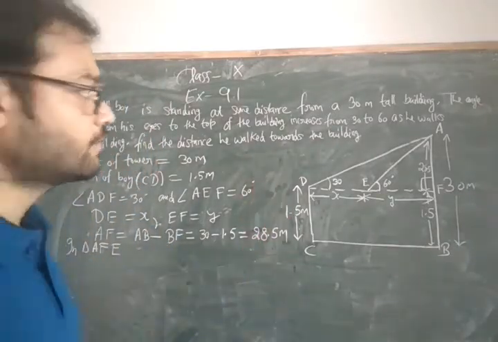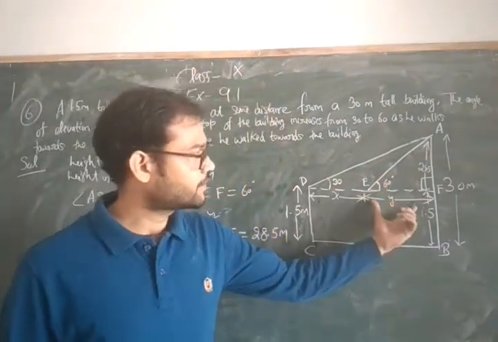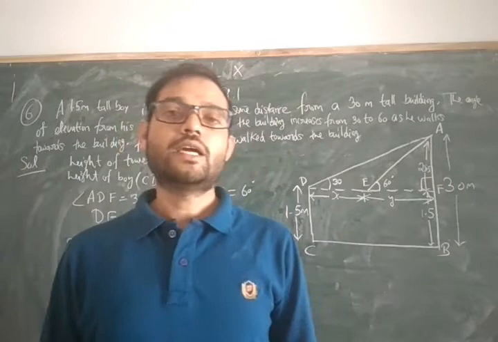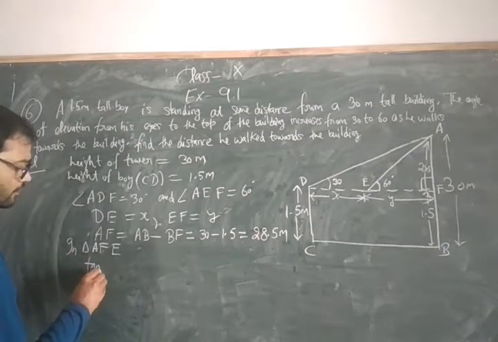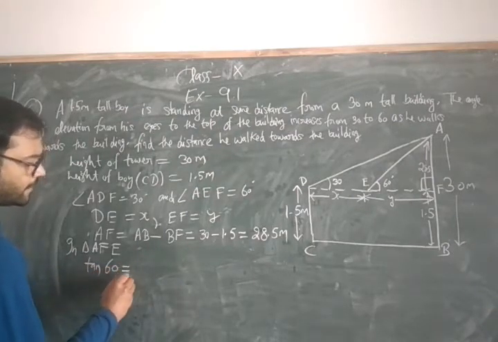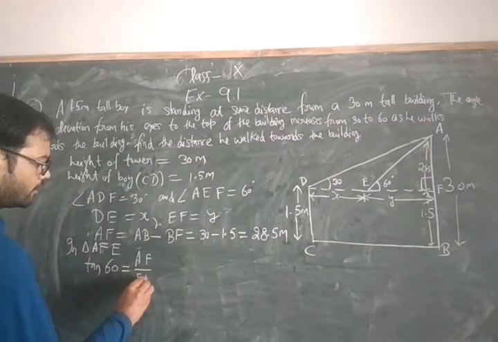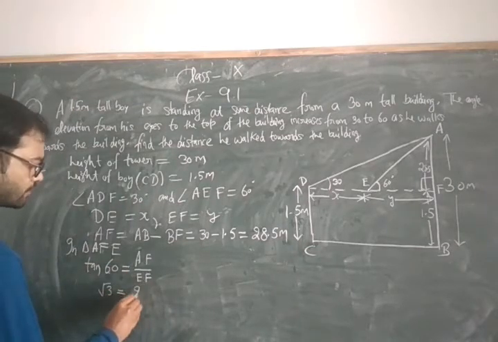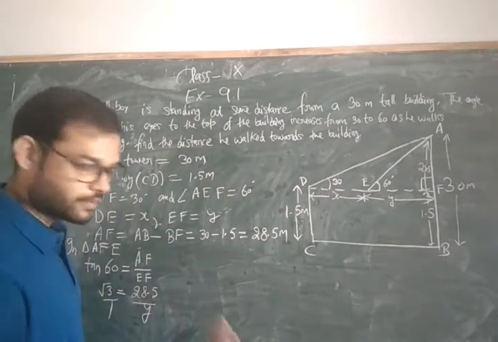In this triangle AFE, you can apply that theta is given, okay, the base you have to find, the height you know. It means we can apply here, yes, that is tan theta. So I'm applying here tan theta. Tan theta, 60 degree, is equal to AF upon EF. So tan 60 is root 3, AF is 28.5 and EF is Y. So do the cross multiplication here.